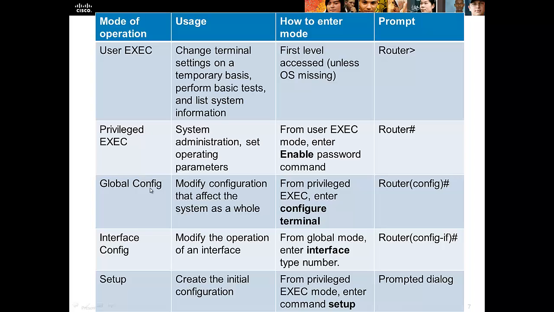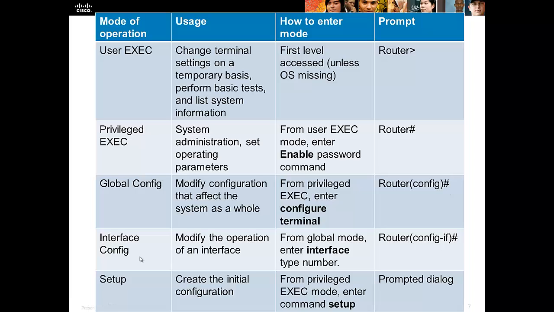The next mode you can go into is global config. Here's where you go if you need to make changes or modify the configuration that affects the system as a whole. From the privileged exec mode, you're going to type configure space terminal. Your prompt will now say router, left paren, config, right paren, and a pound.